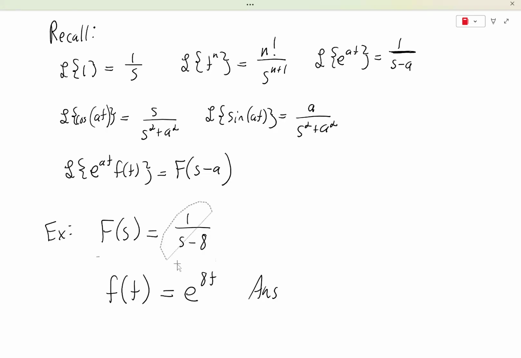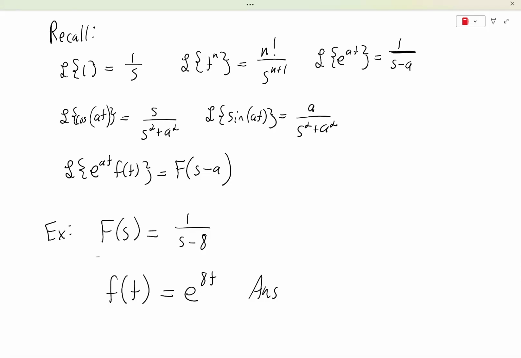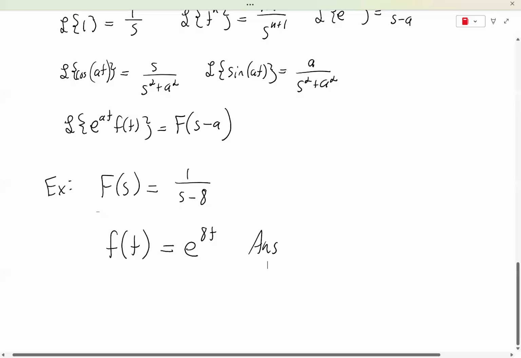So this is like this, and then you read it backwards. So this is the Laplace, and this is the inverse Laplace, or the original function. Anything on that? Okay, so we got that.